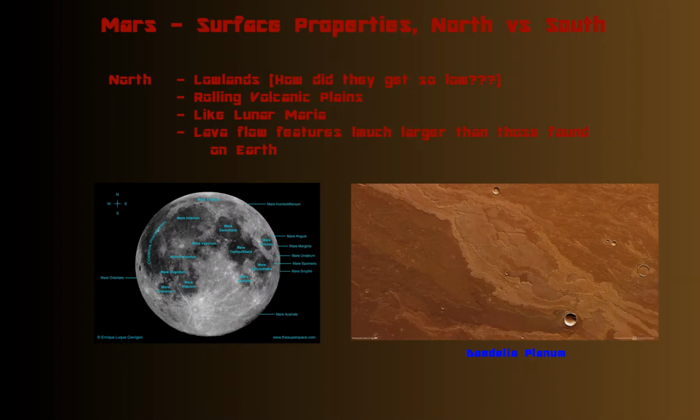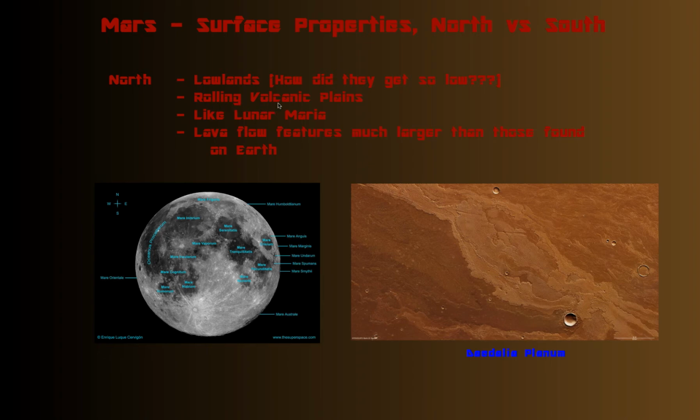Anyway, I'll come back to that, but the north is known for being lowlands. How they got there, we're not quite sure at this point. If you're interested in Mars, maybe that's something you might want to study later on. How they got there is interesting. There are some interesting theories out there, but no one's really very sure, to be honest.